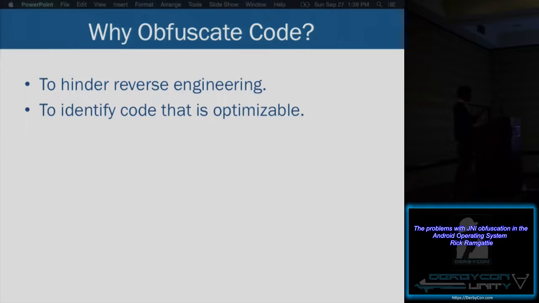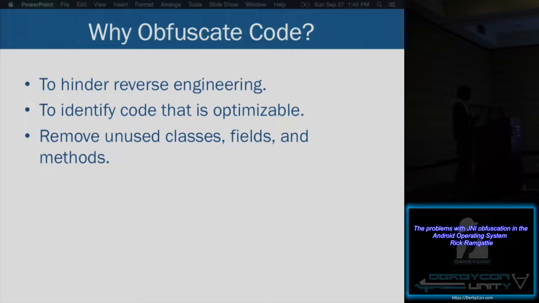Then also to identify code that's optimizable. Soon I'll be talking about a tool that optimizes code. What it does is that first it shrinks the code, it optimizes it, and then it obfuscates it. So not only does it help hinder reverse engineering, it helps optimize your code. And it also helps remove unused classes, fields, and methods, which could be considered part of optimizing code.